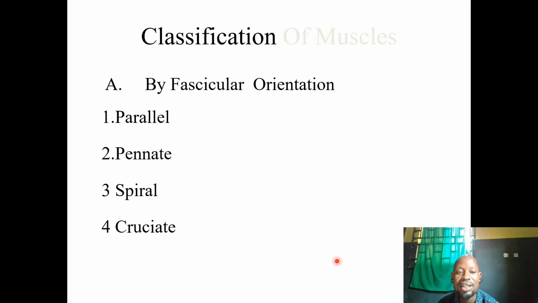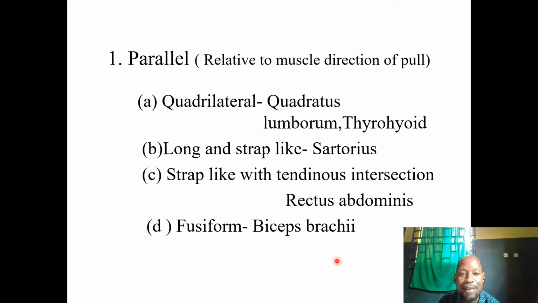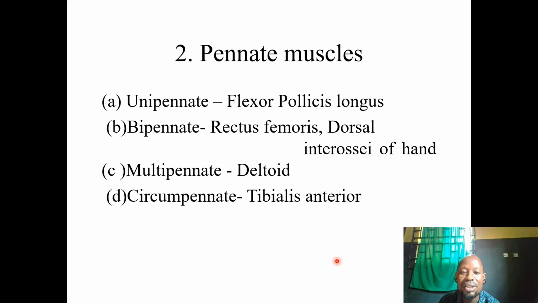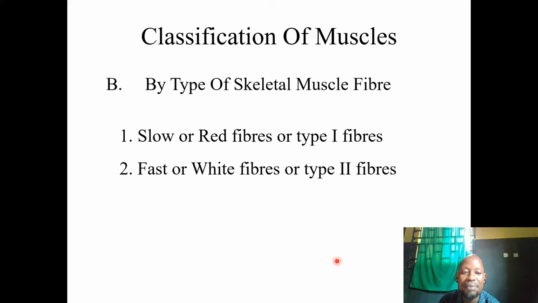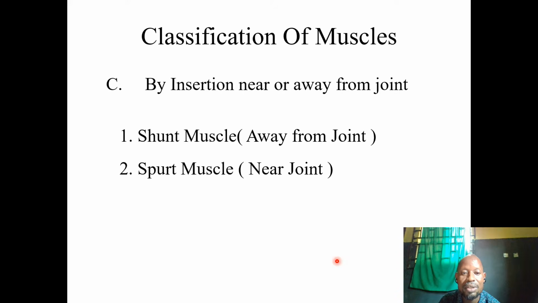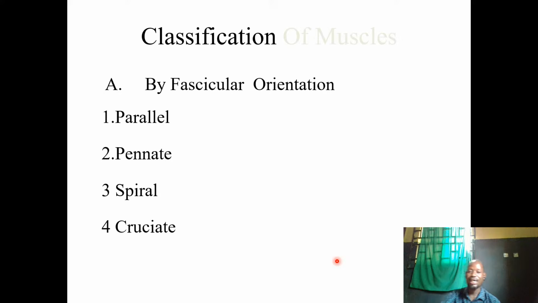This is just basically the classification of muscles. And we can classify the muscles based on their orientation of the fiber, that is called the fascicular orientation. And we can also classify based on the type of the skeletal muscle fibers, okay? And then the third classification is by their insertion, either near or far away from joints, okay? And the next would be nomenclature, that's naming. But let us now look at this classification.